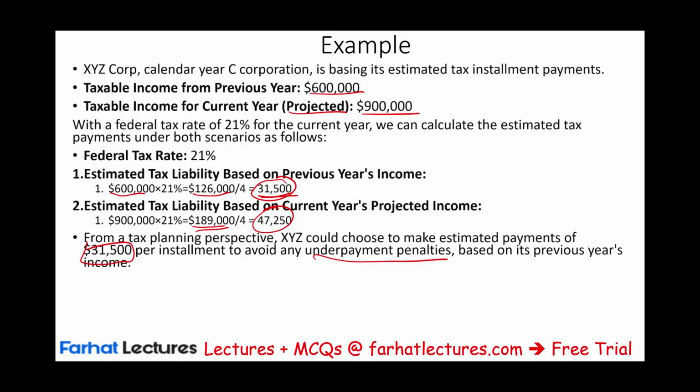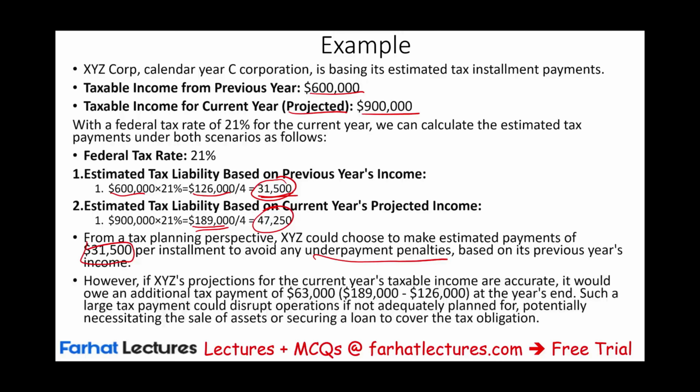Why? Because you're less than $1 million. Both of these methods are acceptable. However, keep in mind that if you pay $31,500 rather than paying the full amount, at the end of the year, you are still responsible for the $63,000 for the total tax, the difference between the two. And this could be a large tax payment that could what? That could sap you out of your cash, could disrupt your operation if you don't adequately plan for it.